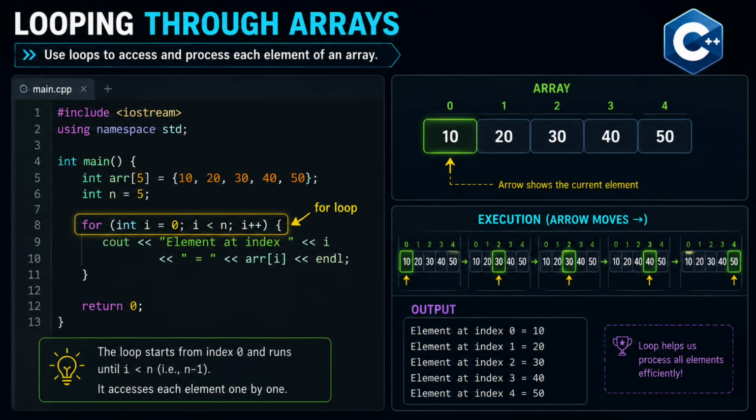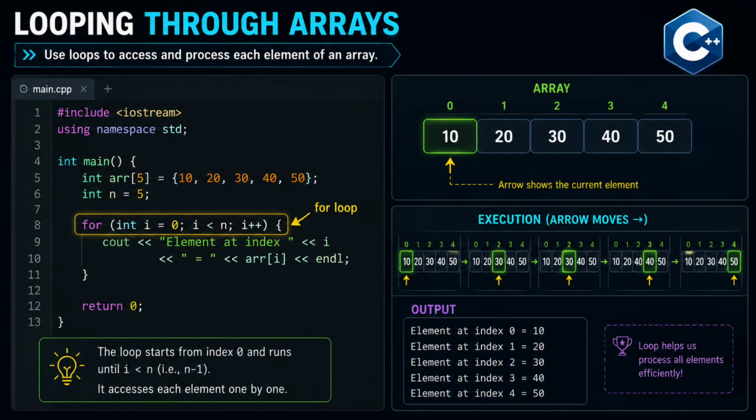Now, let's talk about creating an array. When declaring an array, you specify its data type, its name, and the number of elements it can hold. After creating the array, you can assign values to each position or initialize all values at once. Once the array is filled, you can access or modify any element by referring to its index.